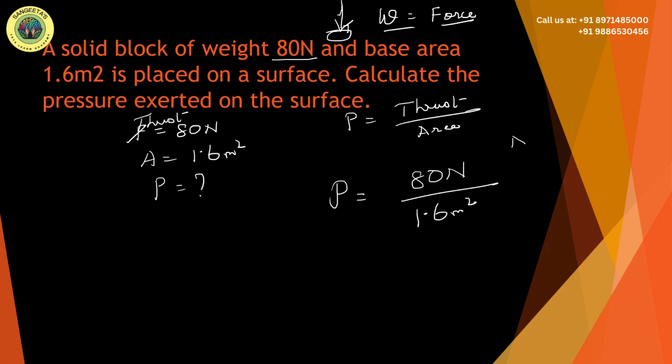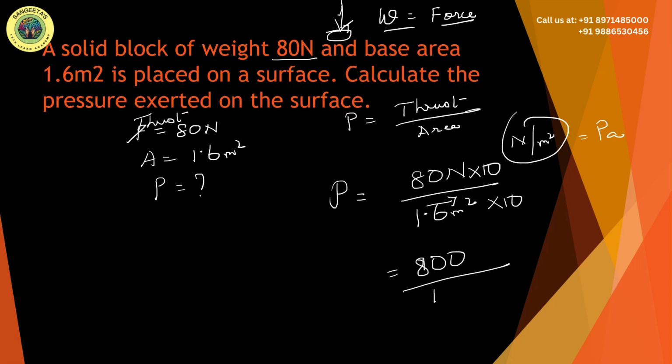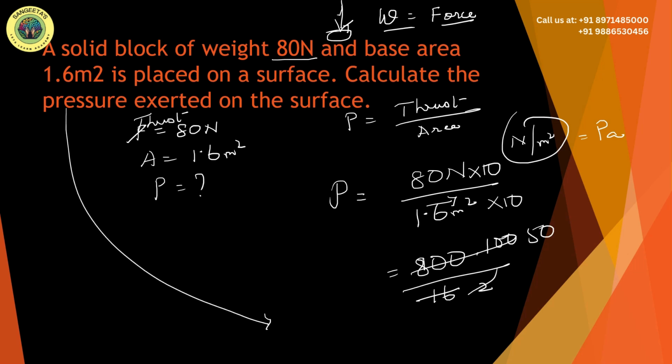So Newton divided by meter square is known as Pascal. So what is the pressure? We have to remove the decimal. Decimal is a devil. So if you give into 10 to swipe it to the right, his twin brother also has to have into 10. So it is 800 divided by 16. 8 ones are 8, 8 twos are 16, 8 fifties are 400. So how much is the pressure? The pressure is equal to 50 Pascal.